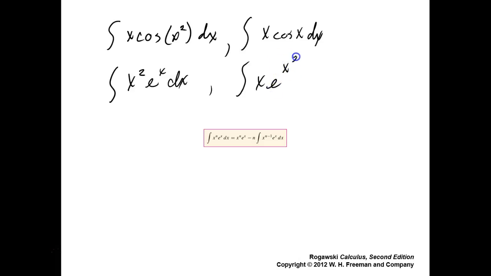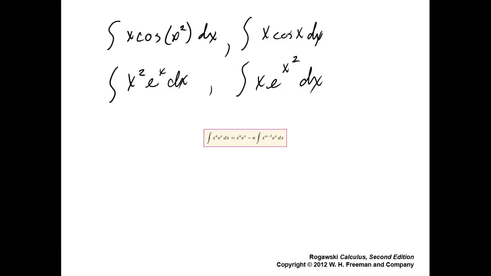e to the x squared dx. What would you do for that? Substitution. Let u equal x squared, du would be 2x dx. You got the x dx, 2 would be a 1/2. Got it. Perfect. Y'all are good.